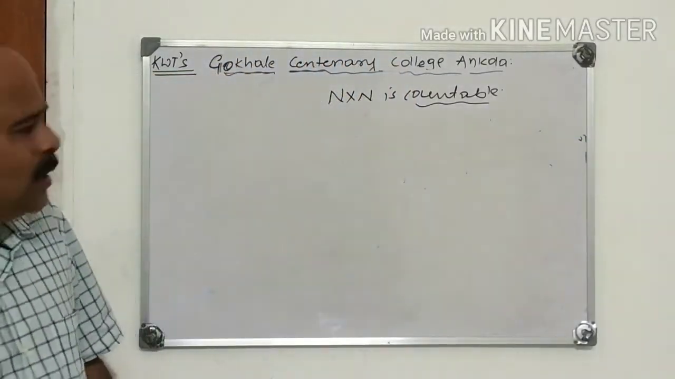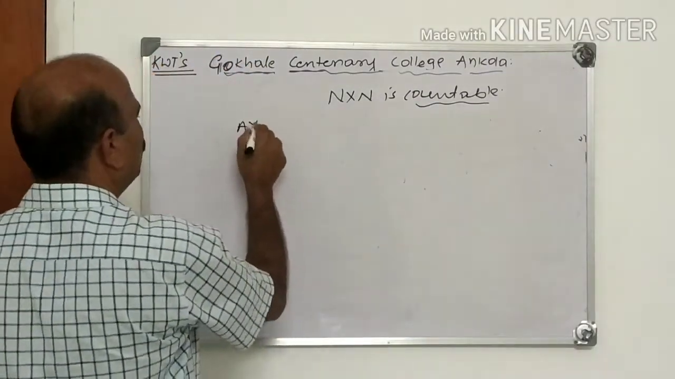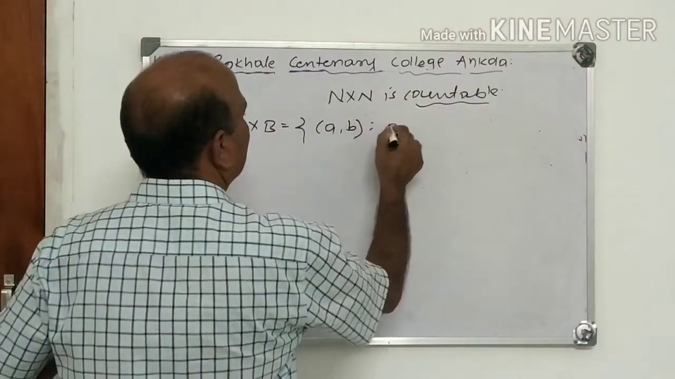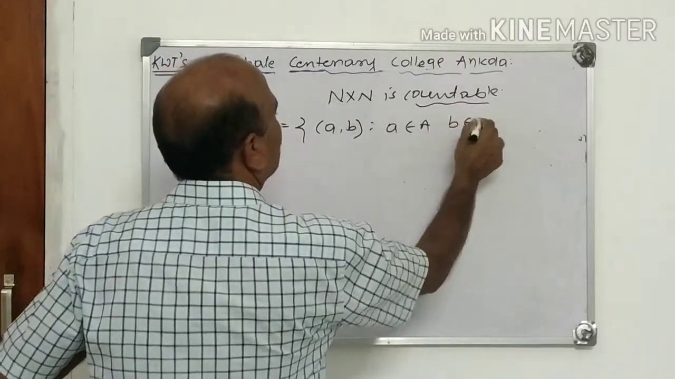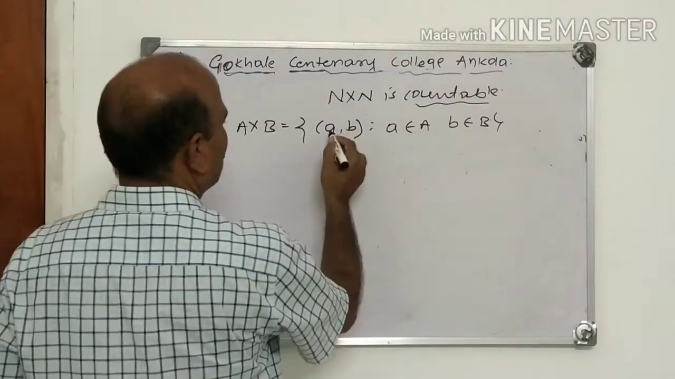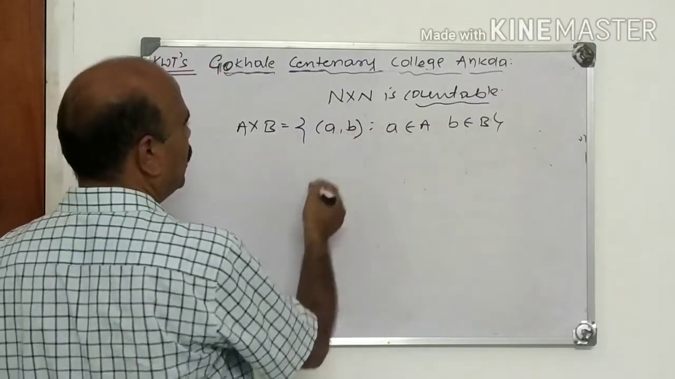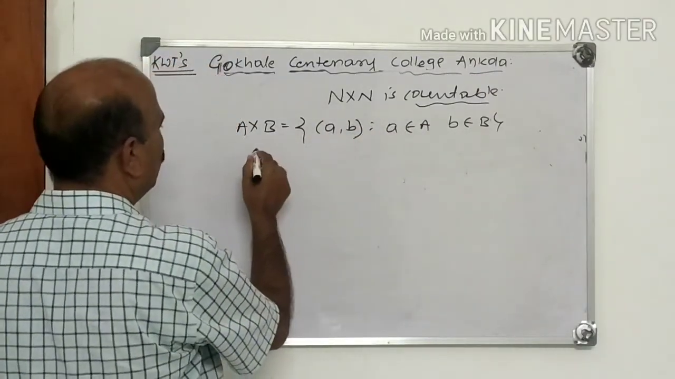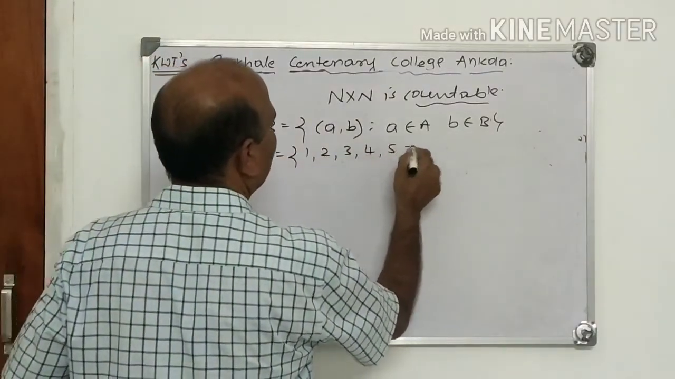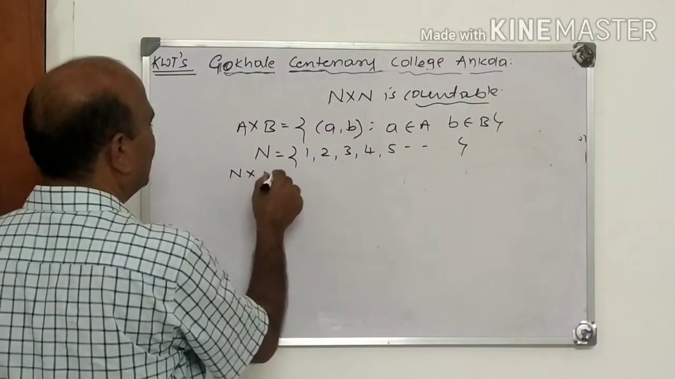You know what is N cross N? First I explain what is A cross B. How to define A cross B? A cross B is the set of all ordered pairs (a, b) such that a belongs to A, b belongs to B. This you have already studied. Cross product of two sets. Here, a is called the first coordinate. b is called the second coordinate. This is A cross B. Now, what is N? N is the set of natural numbers 1, 2, 3, 4, 5, and so on. This is N. Now, therefore, I write N cross N here.